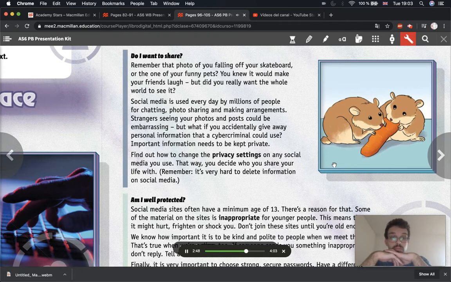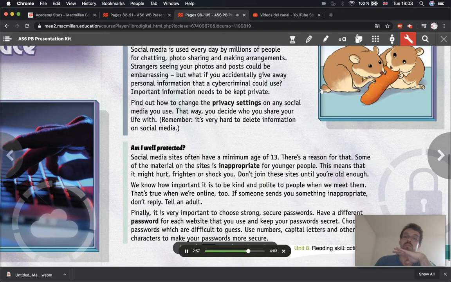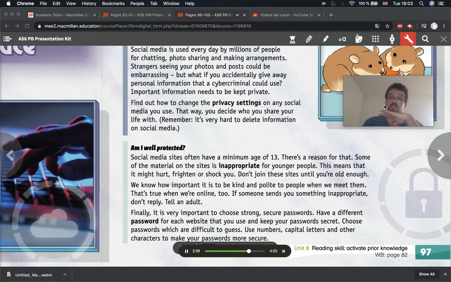That way, you decide who you share your life with. Remember, it's very hard to delete information on social media. Am I well protected? Social media sites often have a minimum age of 13. There's a reason for that. Some of the material on the sites is inappropriate for younger people. This means that it might hurt, frighten, or shock you. Don't join these sites until you're old enough.